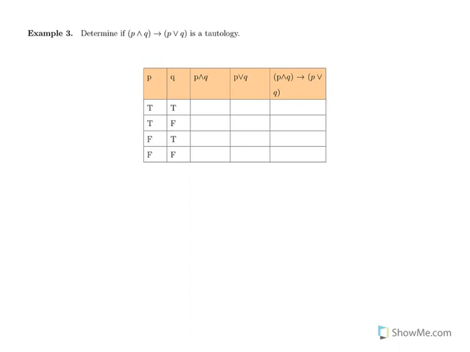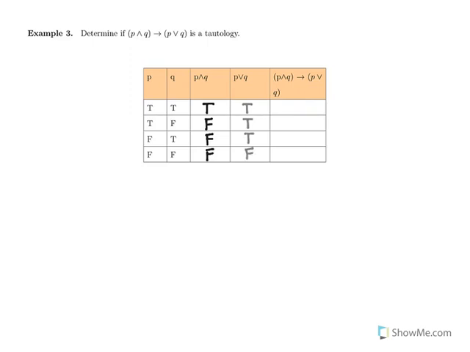We have P and Q, which means that they both have to be true in order to get a true. That is only going to be the first column. Next, we have P or Q. That means that we only have to have one true in there. That's going to be true, true, true, false.